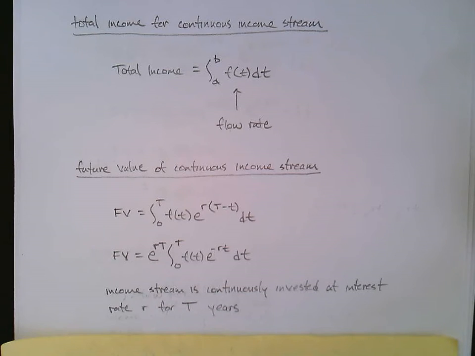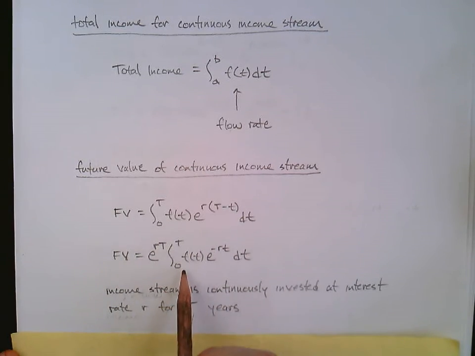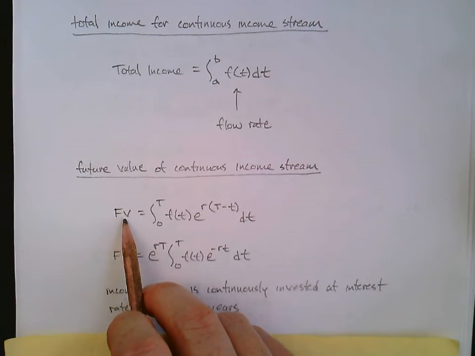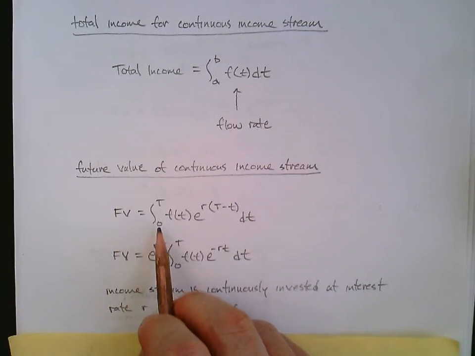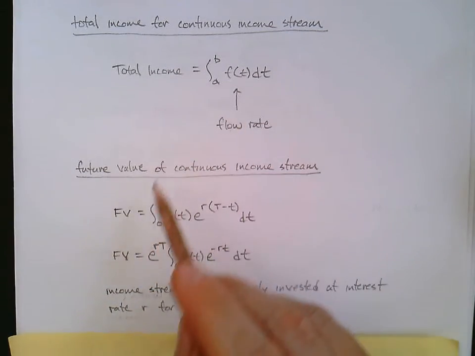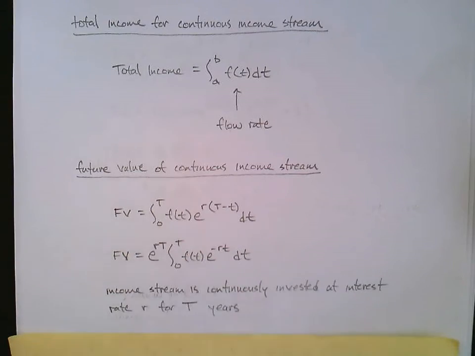I won't go into the details of the formula, but here it is. We actually have the original formula, and then we have the simplified formula that's a little bit easier to just grab for your actual problems. But let's talk about this first one. FV is the future value. It's the integral from 0 to capital T. Again, just like here, we're talking about time, from the starting moment, like year 0, to year capital T.